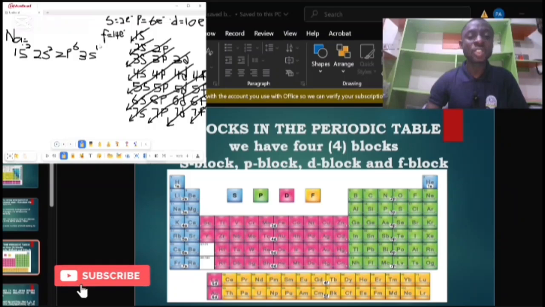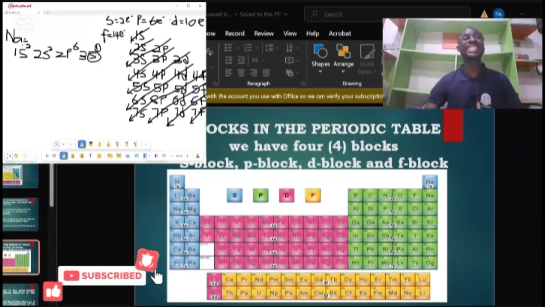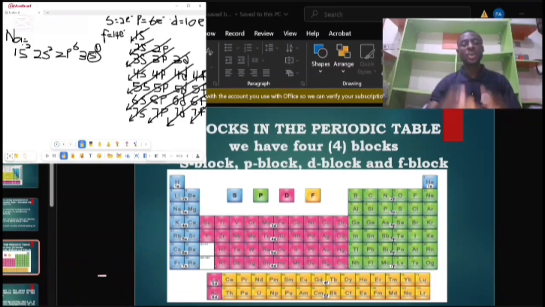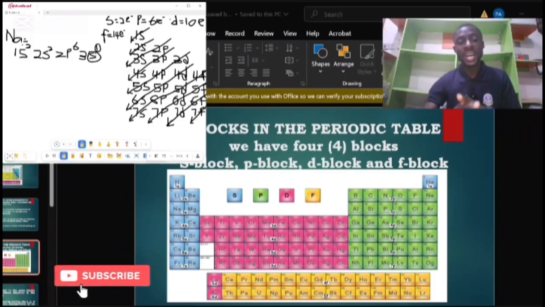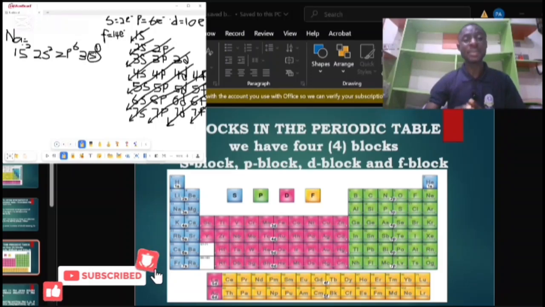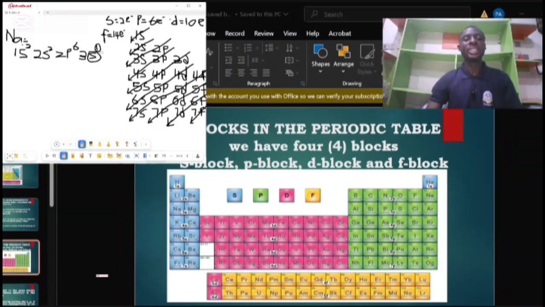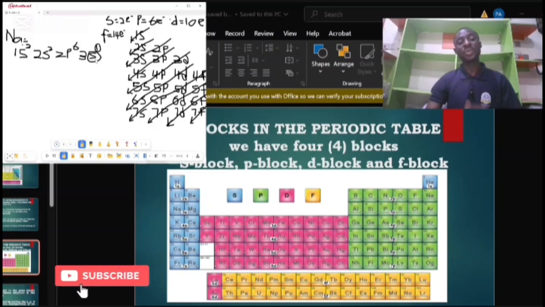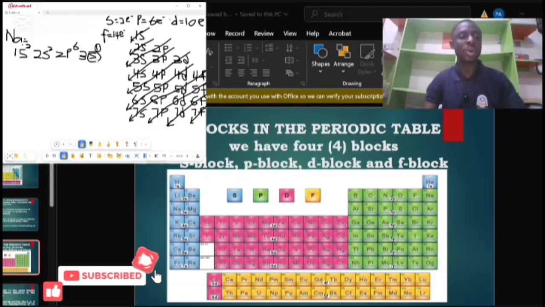Why? Because the last electron that we assign is assigned to what? To the s orbital. How do you know the block that an element belongs to in the periodic table? By looking at the last orbital, which signifies the block that the element belongs to in the periodic table. So the last electron is assigned to what orbital? The s orbital. So our sodium will be in the s block, because s is the last orbital that we assign our electron to.